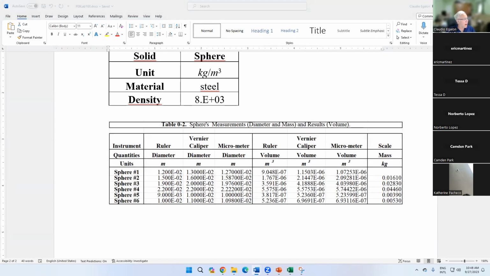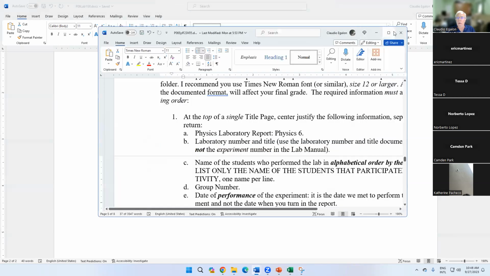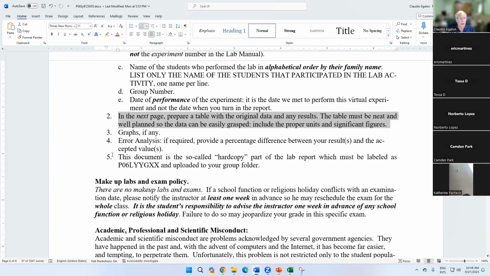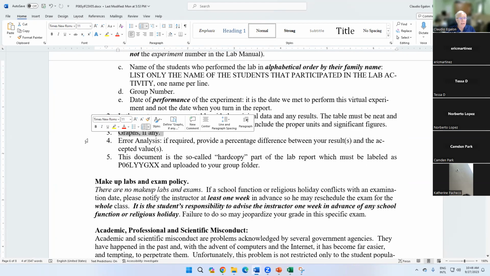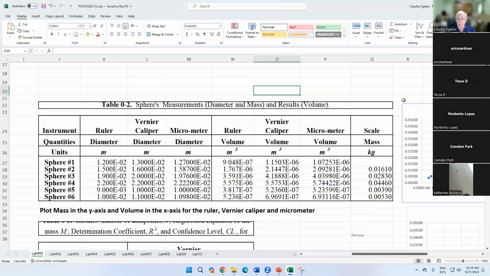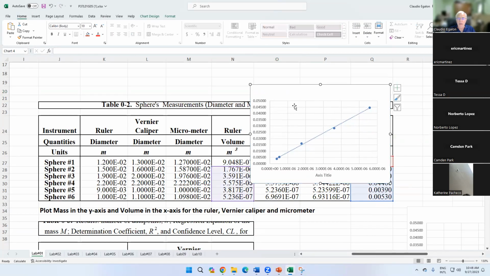What else? Graphs, if any, must be neat. In the next page, prepare a table with the original data and any results. Here you go. The table must be neat and well planned so that it can easily be grasped, include the proper units and sequence figures. Graphs, if any. Okay, now we go ahead and copy and paste the nice graphs that you came up with, right? Not exactly those, but 1, 2, 3, 4, 5 only.